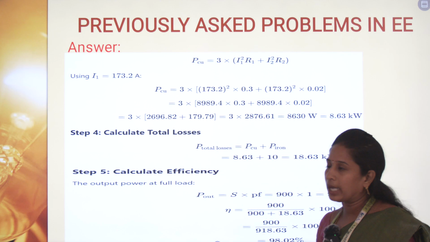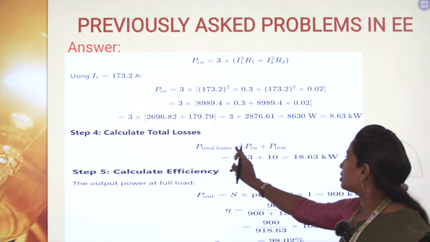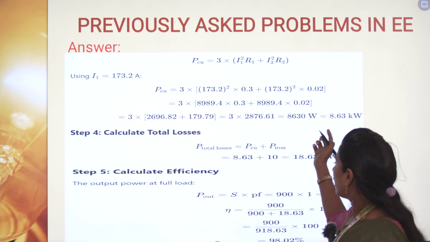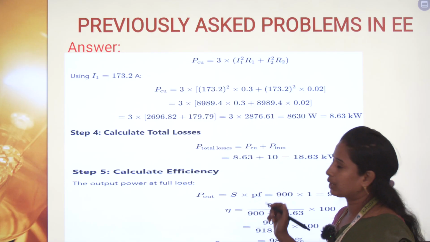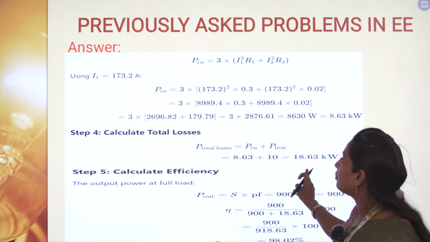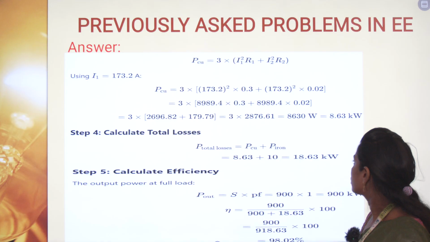Finally we need to calculate the total losses. Total power loss is equal to copper loss plus iron loss. The copper loss we calculated, and the iron loss is given in our question, so we substitute that also. Finally we get the total power losses as 18.63.